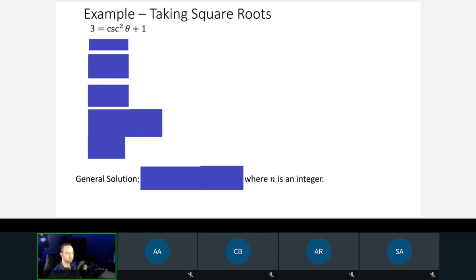All right, what's our first step? What is the first step? And yes, pi over 4 is one of the answers. We are going to subtract 1 from both sides. I like that. Now what? Now what?